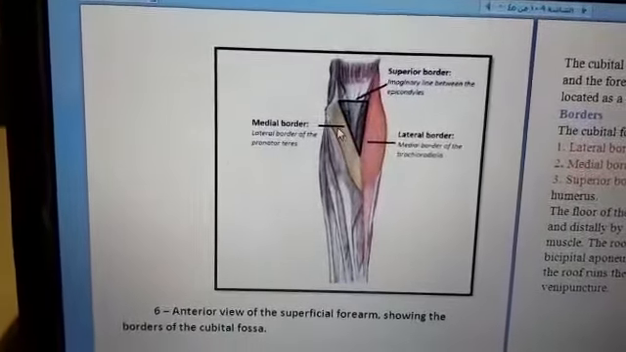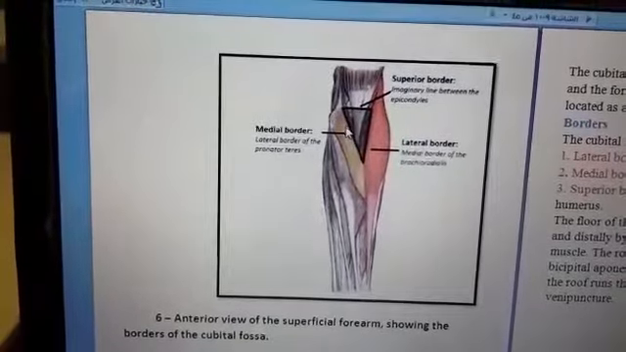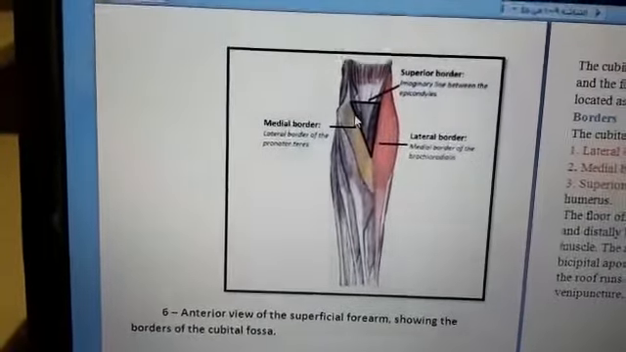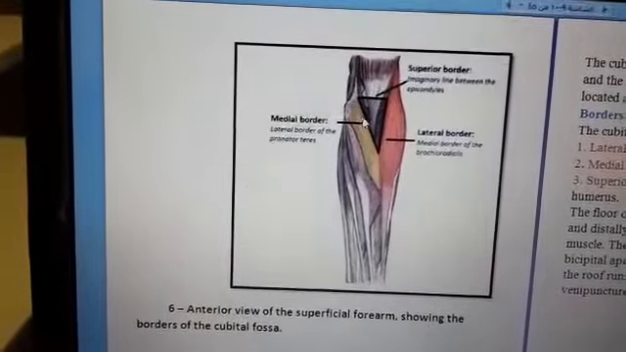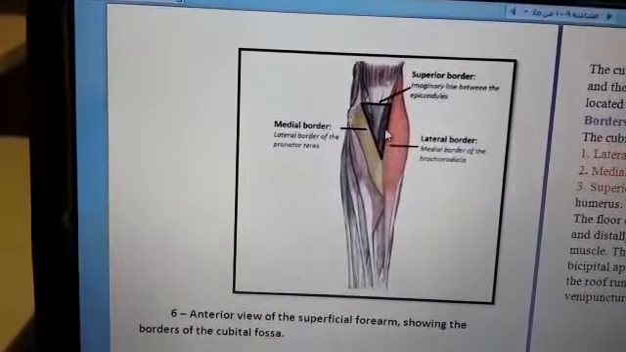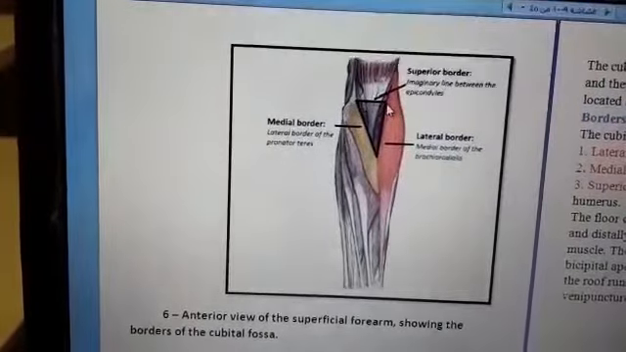The medial border of the cubital fossa consists of the lateral border of the pronator teres. So this is the pronator teres, and this is its lateral border. The superior border is a hypothetical line between the epicondyles of the humerus.